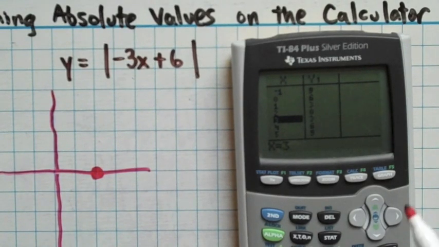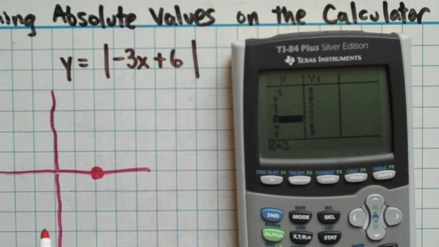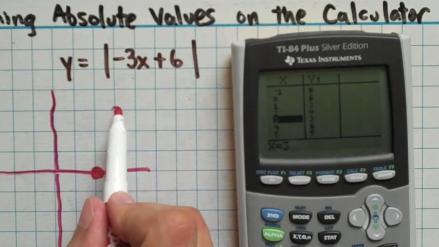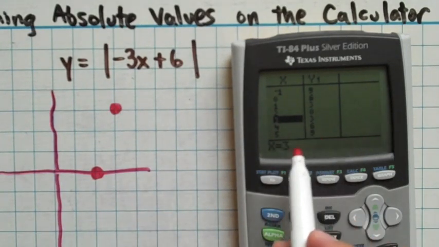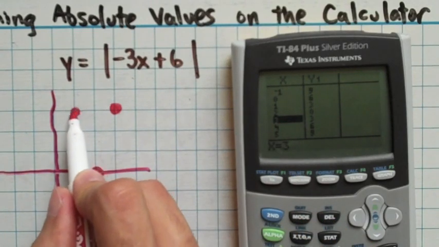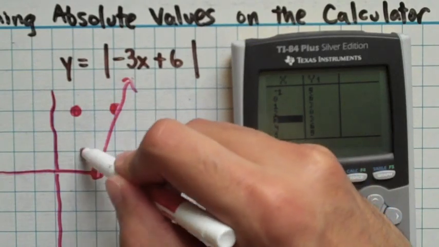And then I'm just going to pick a few more points. I'm going to pick points nearby, so I can do 3, 3, for example. Let's see. So 3, 3 would be on my graph, as would 2, 0. 1, 3 is also on the graph. So I can get enough points that I can make my graph.